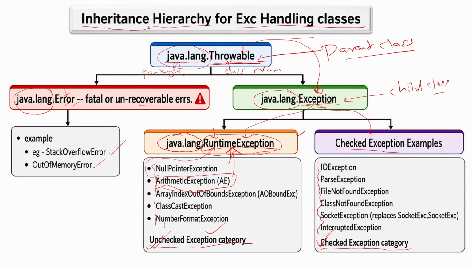And these are examples of checked exceptions: IOException, ParseException, FileNotFoundException. By name it is clear. IO means some input output operation we are performing and we are getting an exception on that. Parsing, we'll understand later. FileNotFound means the file is not available, then we'll get this exception. ClassNotFoundException, SocketException, InterruptedException. Don't worry about this, just try to understand. These are checked exceptions. For now, understand what is checked and unchecked.